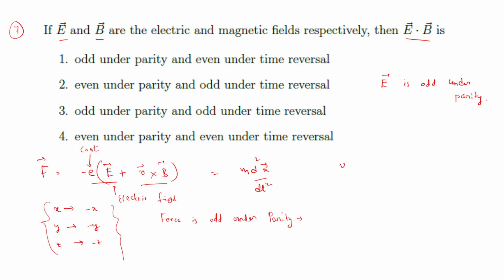Now, let us consider v. v is dr by dt. So velocity, under this particular transformation, when r goes to minus r, v will also go to minus v. So velocity is also odd under parity.